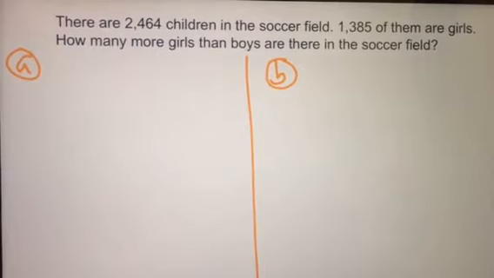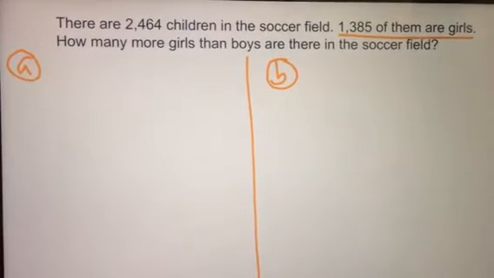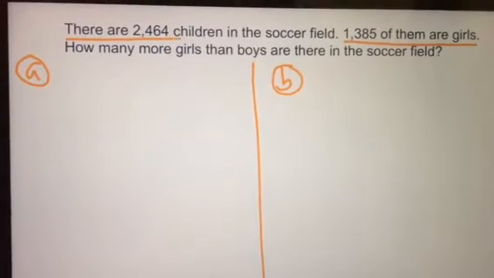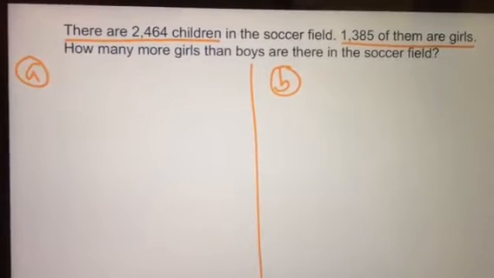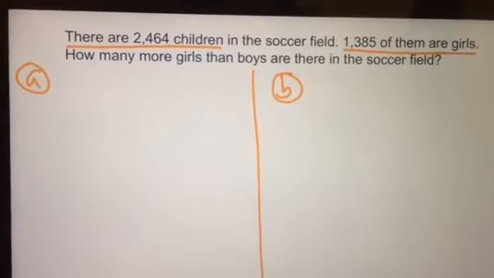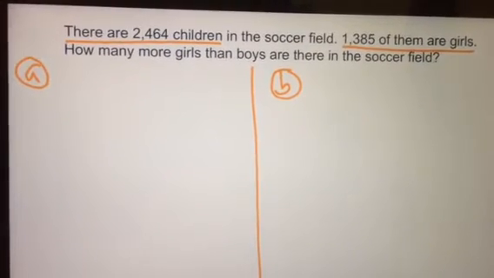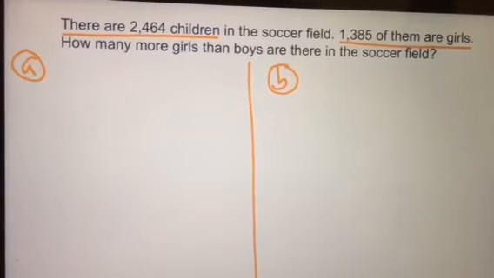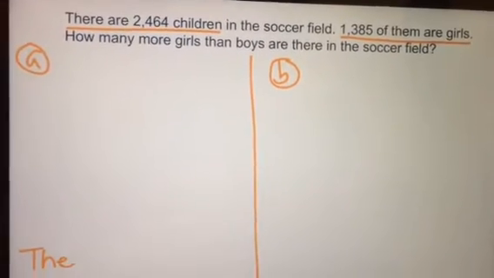Because look, first we can automatically see we know the number of girls, and we can also see the total number of children. Do you feel a part-whole bar model coming up? Yep, you're absolutely right. But we are missing the number of boys. So let's go ahead and find that out.